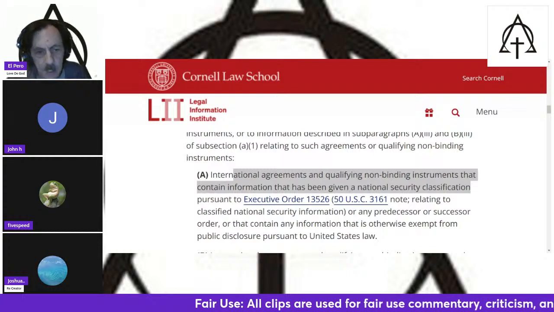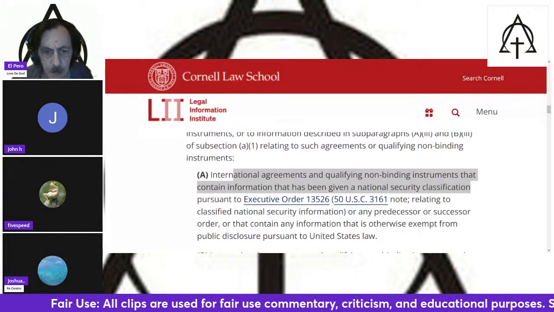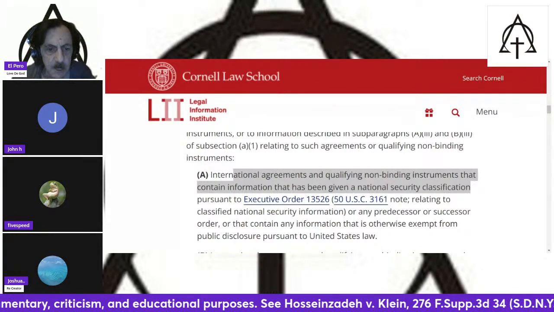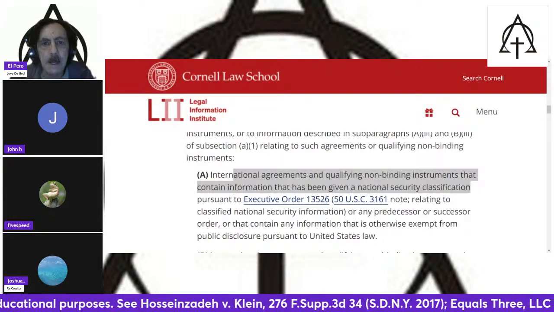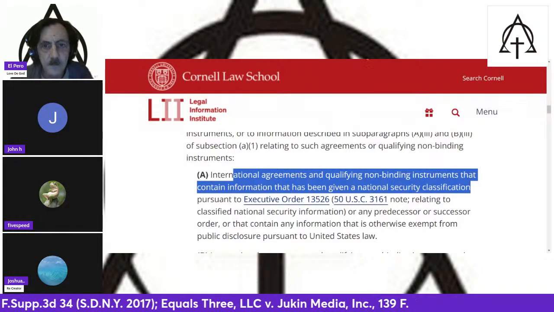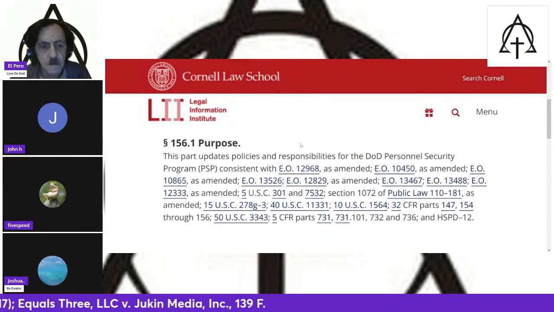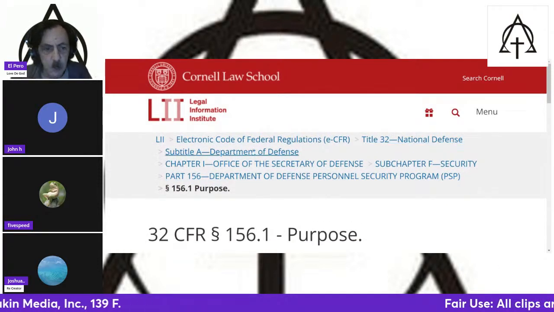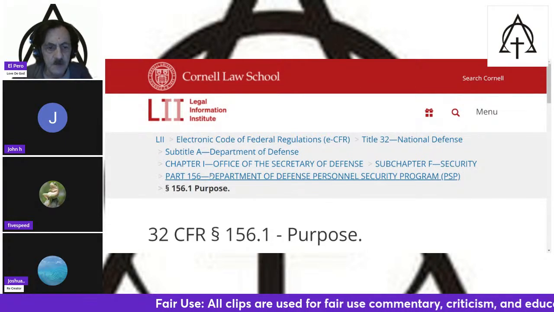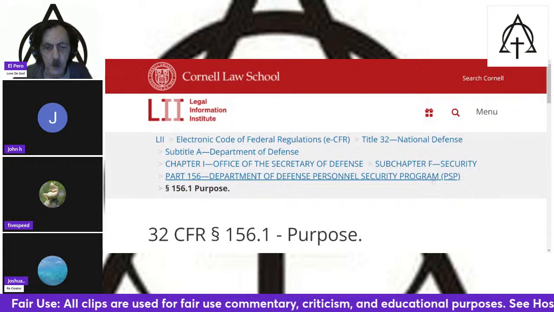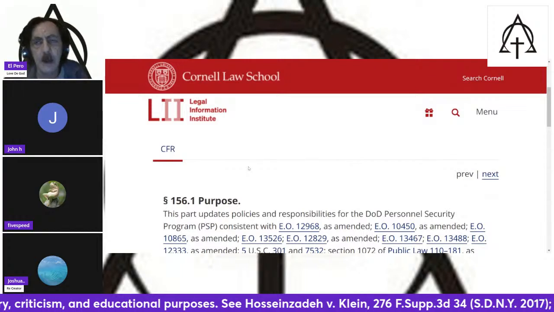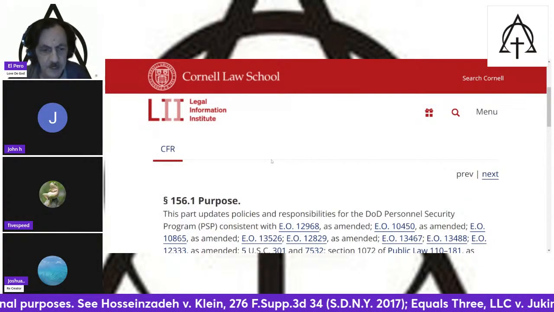Okay, so what we have here is international agreements and qualifying non-binding instruments that contain information that has been given a national security classification pursuant to Executive Order 13526. Now, I did a video on this particular section here. Where is it? National Defense, Department of Defense, Office of the Secretary of Defense, Subchapter F, Security, Part 156, Department of Defense Personnel Security Program. Remember, we're all qualified, we're all classified upon enumeration at birth as a Medicare qualified government employee. That's the premise. That's the presumption.